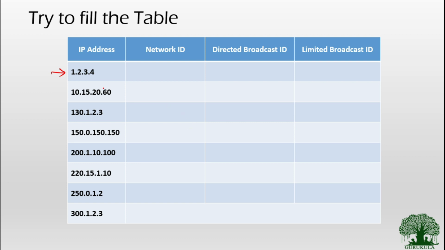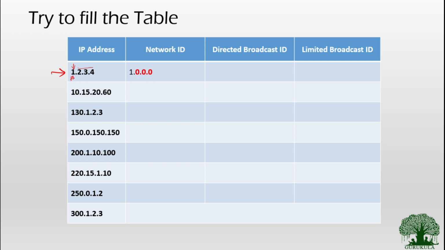By looking at the IP address here, I can clearly say that this first byte is 1, which means that it is a class A IP address. As far as a class A IP address is concerned, the first byte is the network and all the remaining bytes are the host part. So what will be the network ID? I will have to put all zeros for the host part, so 1.0.0.0 will be the network ID. That is correct. What will be the directed broadcast?